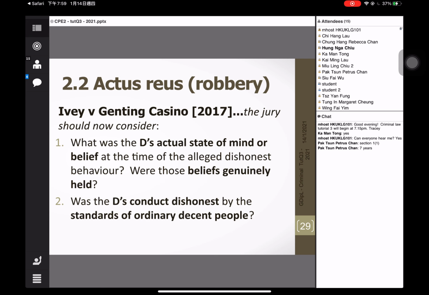Okay, so Ivey and Genting casinos, very important. So even though technically, in terms of precedent, it looked like the statements about the criminal law test of dishonesty were obiter, this has been accepted by the courts, and now we're expected to follow the Ivey and Genting casinos test of dishonesty. So in other words, the same test for dishonesty as in civil law.